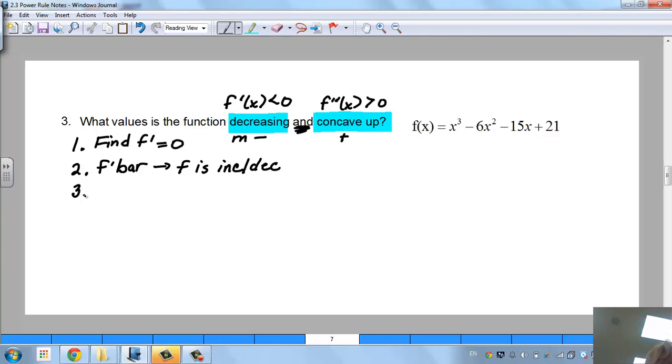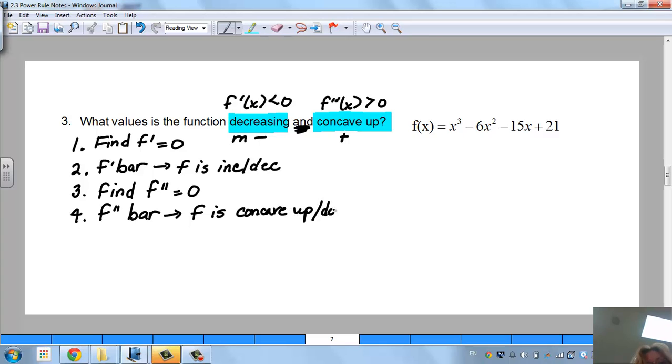The third thing we're going to do is find f double prime, our second derivative, and put that equal to 0 to find the intervals for concavity. Then we're going to do f double prime bar, and we're going to see where f, our original function, is concave up and down. All right, so those are the steps we're going to do. If you follow through this, the math is not that difficult, but I want to show you the steps, and I don't want you to skip any.